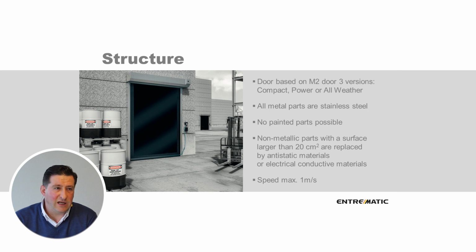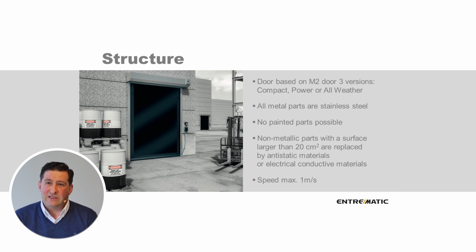In one of the next slides, a little bit more about this. There are no painted parts possible. Let me explain why. If you paint the metal parts, in this case the stainless steel parts, you have to be able to provide an exact thickness everywhere. We have no possibility to have an exact thickness of the paint, so this is the reason that we keep them without paint.